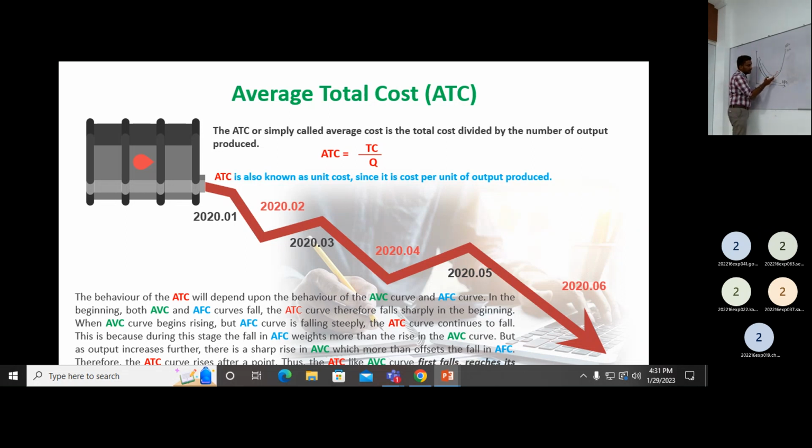Now, it is going to listen to the behavior of the average variable cost curve. The reason is now the power of our average fixed cost is low. That's the main reason. Is that clear? Yes, sir. Thank you. Fine.